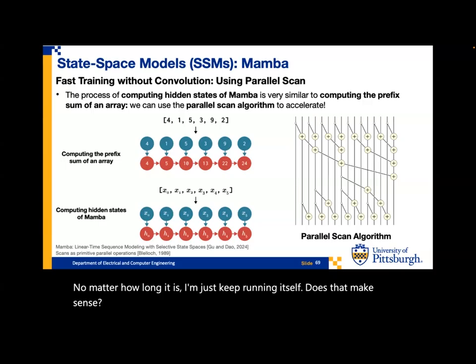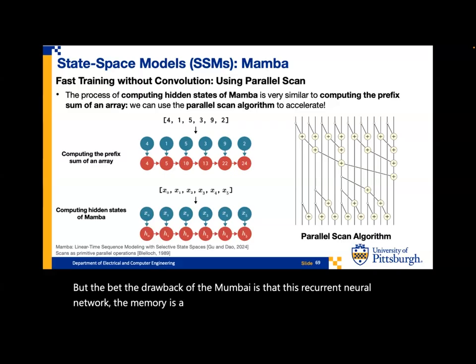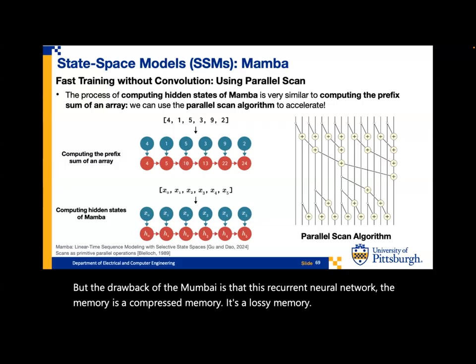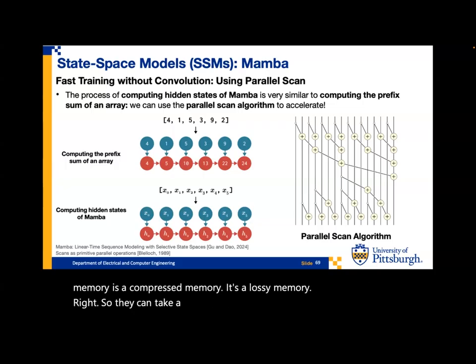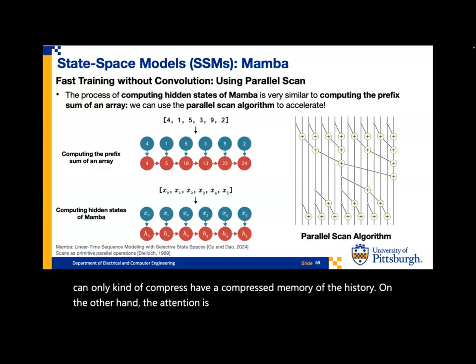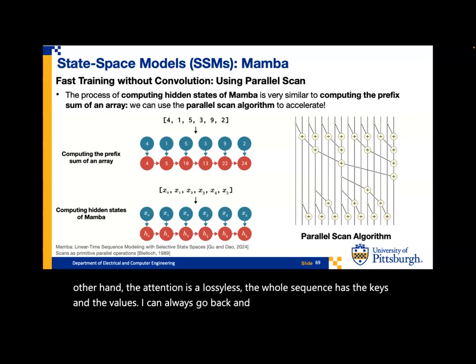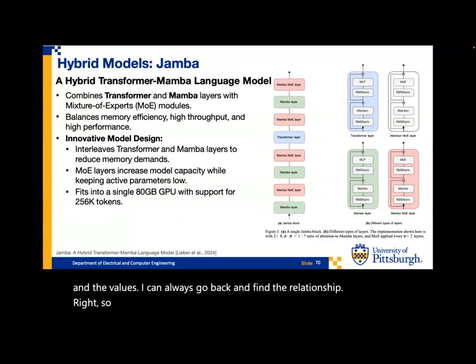But the drawback of Mamba is that with this recurrent neural network, the memory is a compressed memory. It's a lossy memory, right? So it can take any length of context, but I can only have a compressed memory of the history. On the other hand, attention is lossless. The whole sequence has the keys and the values. I can always go back and find the relationship, right? So this tries to combine these two different ways to have a balance between accuracy and efficiency. Okay.